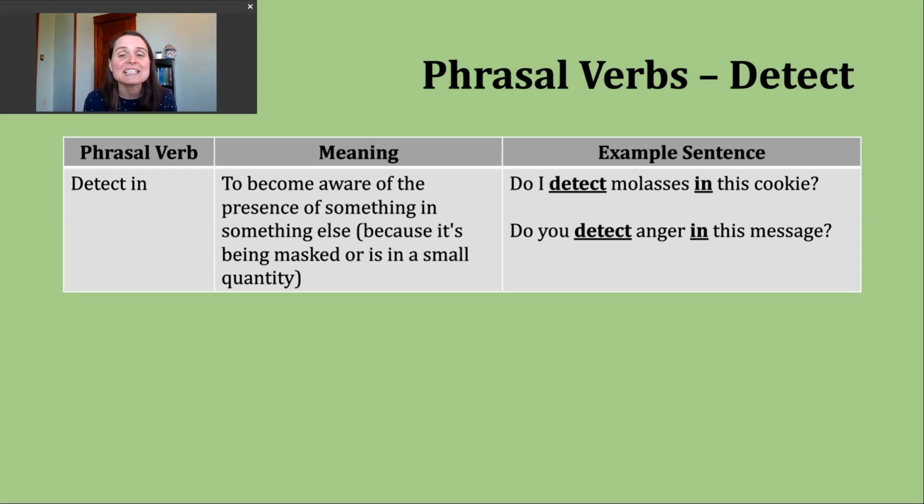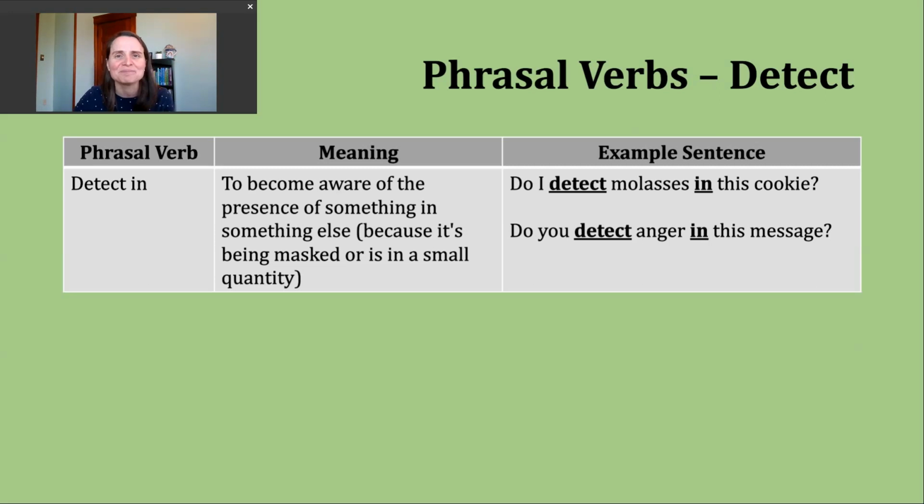Okay. A second example, do you detect anger in this message? Right? So it might not just be kind of smells or the presence of something. It can be intangible things, right? Things we can't see. So here we're talking about this emotion. So we might be sort of reading between the lines to see that the writer here is upset or angry about something.